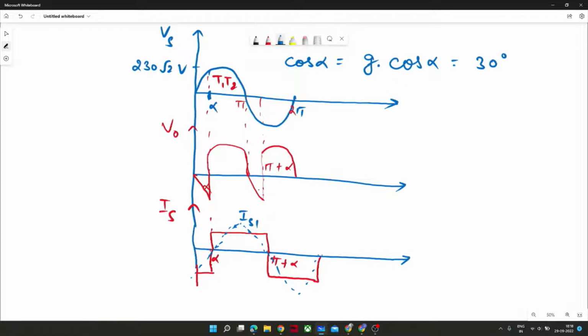So, I am moving ahead. The total input power factor would be multiplied with G. Why G? I will explain. And what is G? That also I will explain.